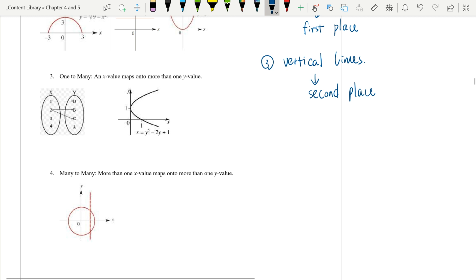Basically, you put a horizontal line first and that tells you the result for the first bracket. You put vertical lines anywhere and that tells you the result for the second bracket. I want to choose between the words one or many. If it intersects anywhere only once, then that's a one. If it intersects more than once at any place, that will be a many. That's how you decide what kind of relation you have.